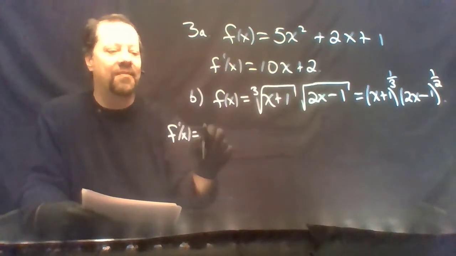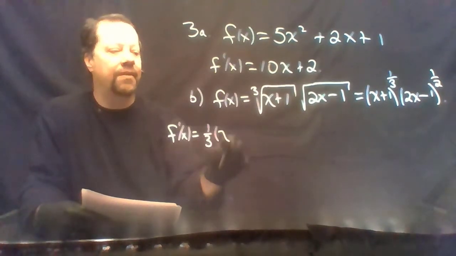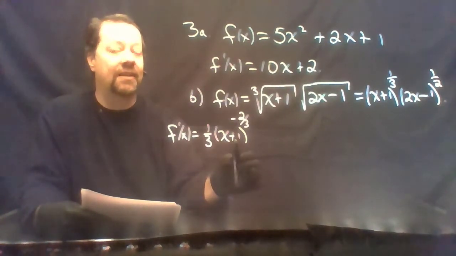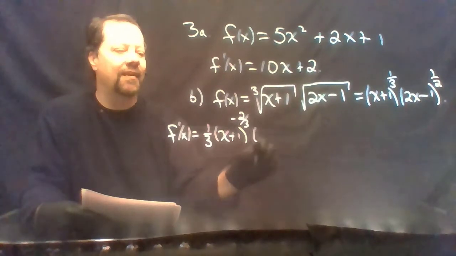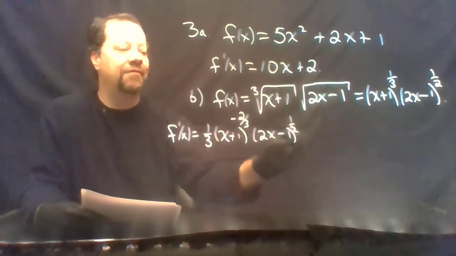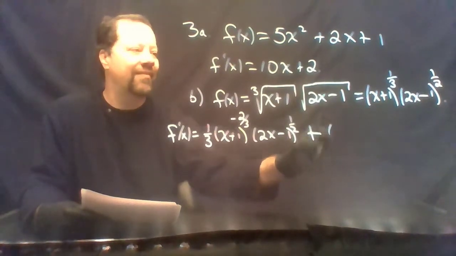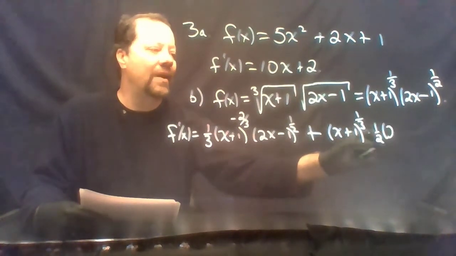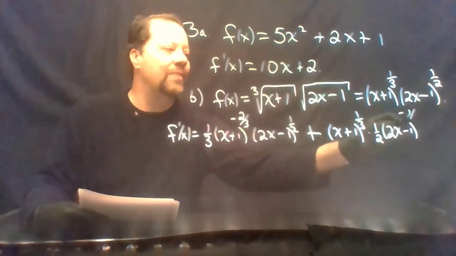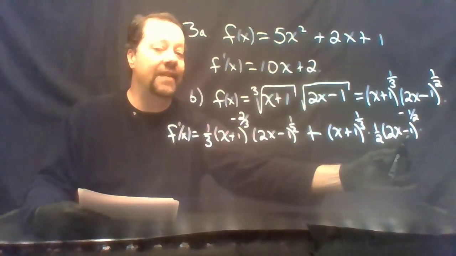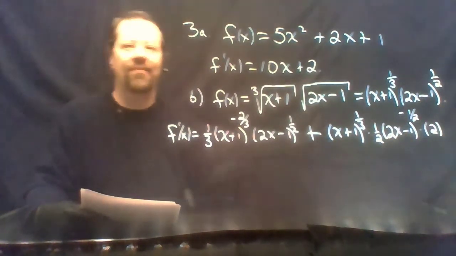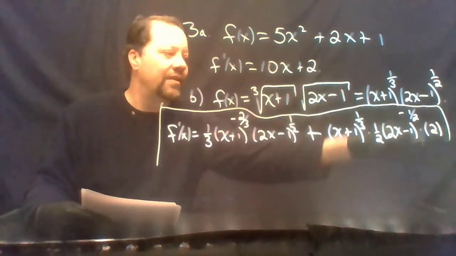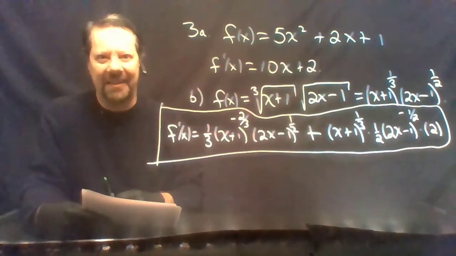F prime of x is derivative of the first, that's 1/3, x plus 1 to the negative 2/3, times the derivative of the inside, which in this case is 1, times 2x minus 1 to the 1/2, plus x plus 1 to the 1/3 times 1/2 times the quantity 2x minus 1 to the minus 1/2 times the derivative of the inside, and that is 2. On the exam, please drop it here, box it, you're done. Do not simplify.